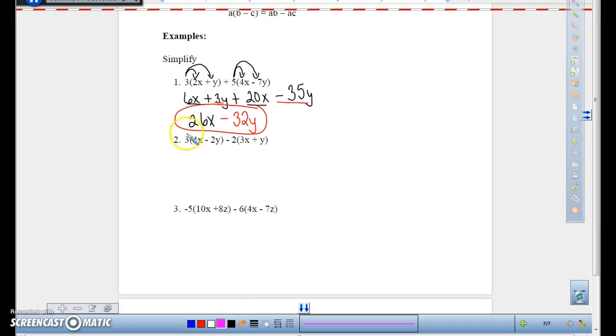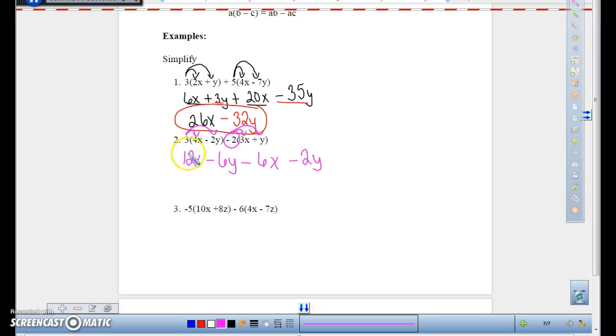We'll use this hot pink color. Distribute your 3 to everything, and you'll get to the point where you can do this without using the arrows, but for now, continue to use the arrows until you get really good at it. So we have 3 times 4x, we have 12x. 3 times negative 2y, so minus 6y. Now remember, when you're distributing this 2, it has a negative sign attached to it, so distribute that as well. So you have negative 6x, and you have minus 2y.